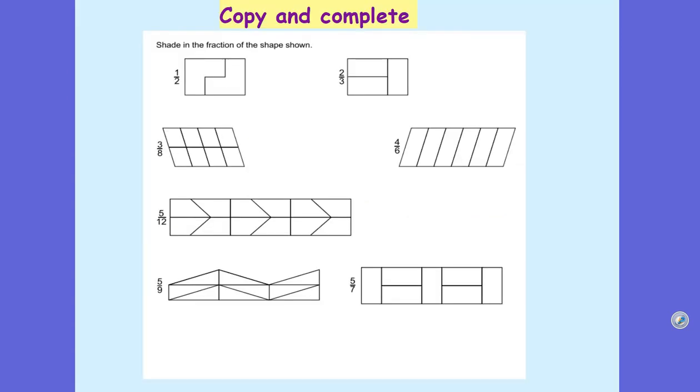Okay, in your light blue books, can you copy down the following shapes and can you shade in the fraction that I've indicated? For the first one I want 1/2, the second one I want 2/3, the third one I want 3/8, etc, etc. Pause the video for 5 minutes and do that now in your light blue books.